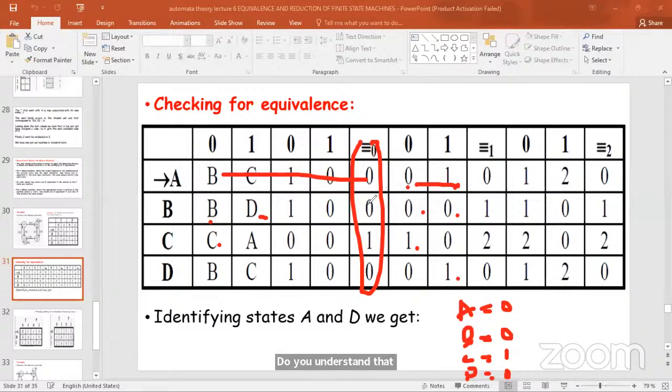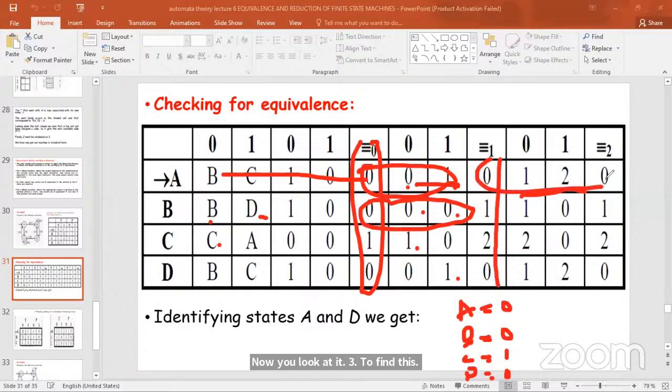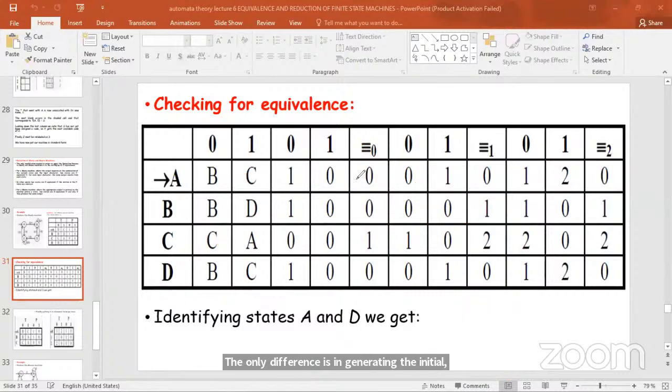So to find the next equivalence, you look at these 3 now, instead of the 2. You look at the 3 to find this equivalence. When you generate this, you look at this to find the others. So that's the only difference. The only difference is in generating the initial zeroth equivalence. Now, the other step still follows, right? That is, how do you generate the standard form?